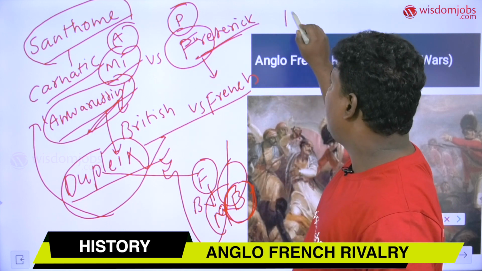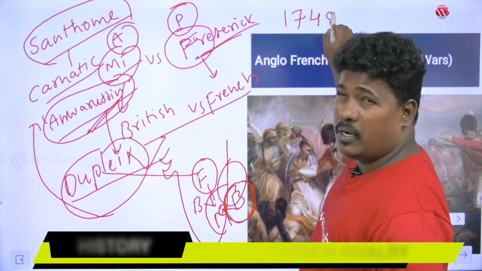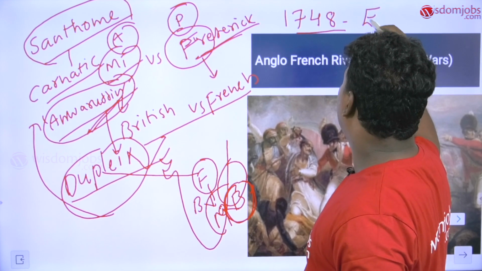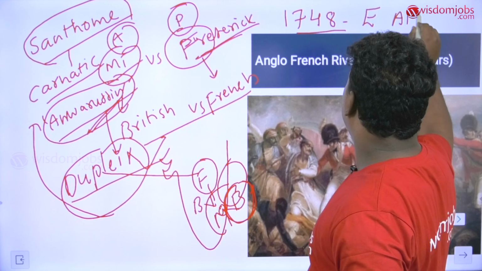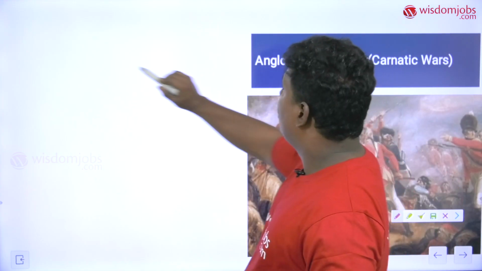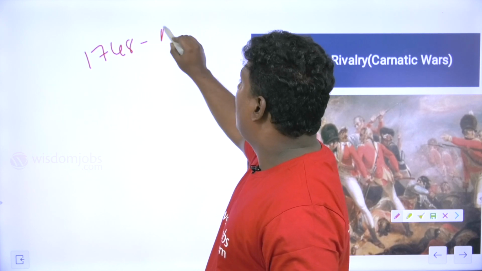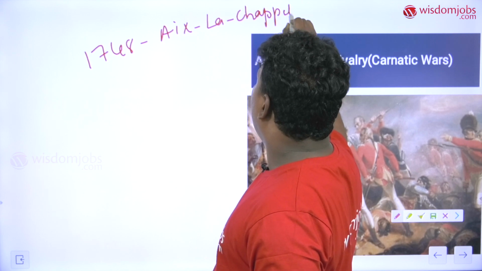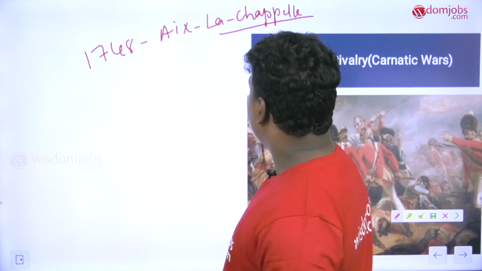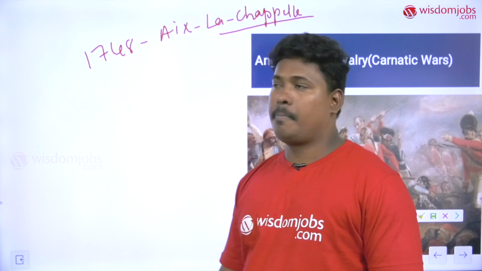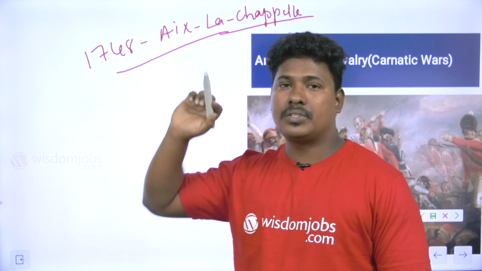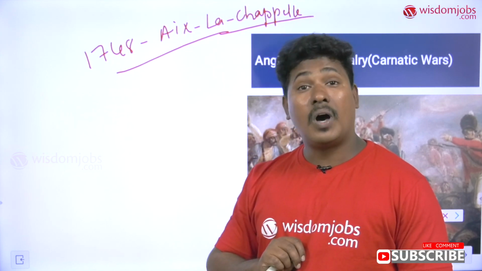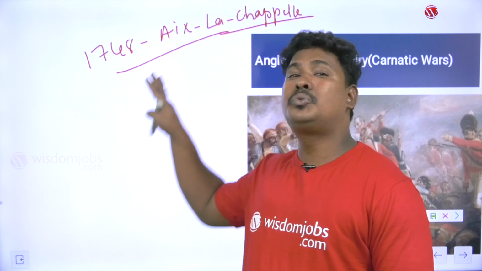But the war in Europe between British and French came to an end with a truce called the Treaty of Aix-la-Chapelle. Through this treaty, the first Anglo-French war came to an end in Europe, and the war in India also came to an end.